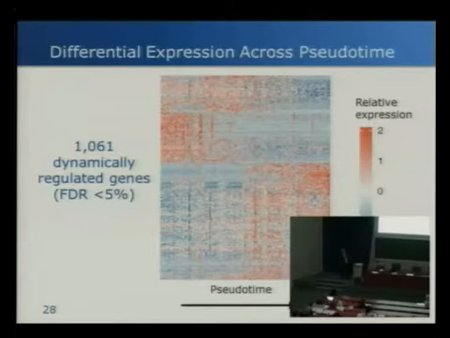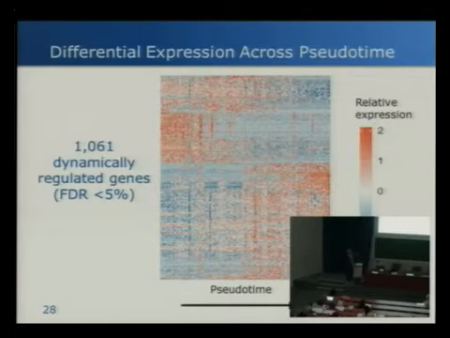And then what you can do again is order the cells along the pseudotime axis and look for differentially expressed genes. When you do that, you can identify over 1,000 genes that are dynamically regulated, using a false discovery rate of 5%. This identifies genes involved in the developmental process, where you're analyzing along the developmental process, not your experimental time points.